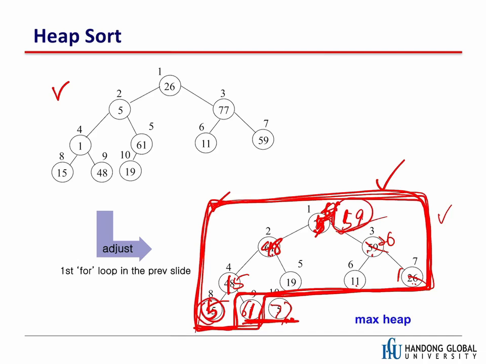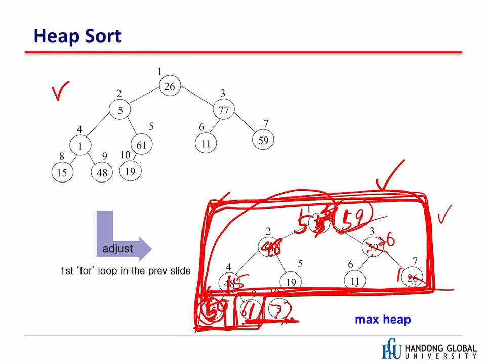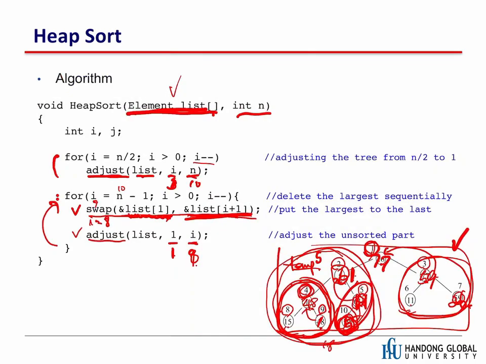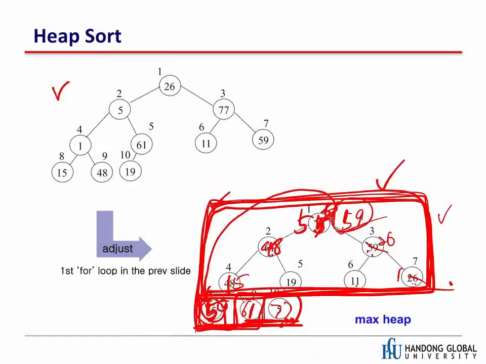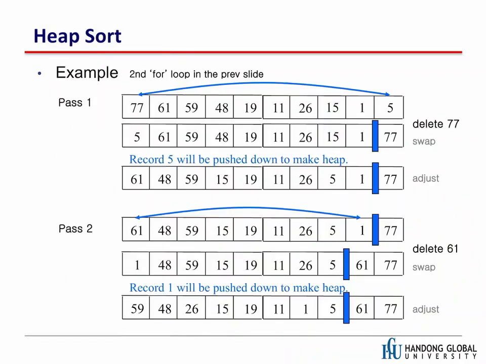And then in the next iteration, what are we going to do? We are going to swap this one with this one. Then 59 will be here and 5 will be here. And then in the next adjust function, we will focus on this. So look at this one. 59, 61, 77, these are a kind of sorted list. This is how heap sort works. This is the second for loop.